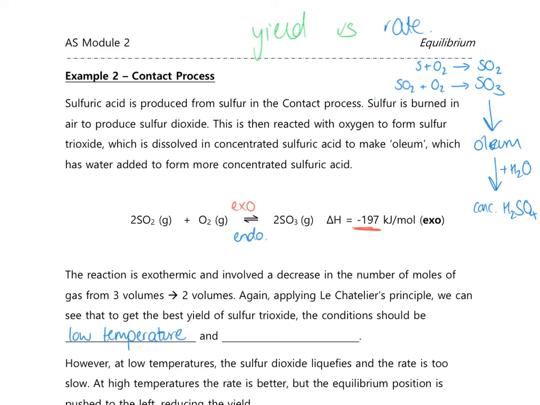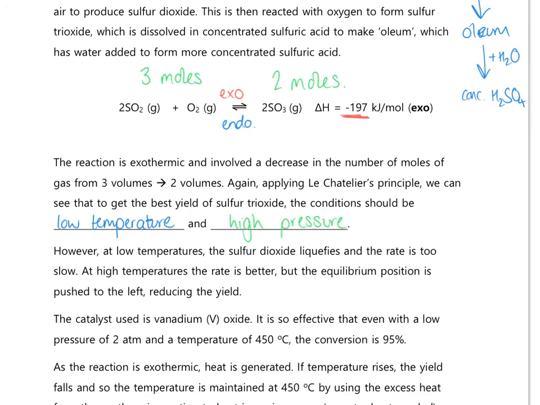And then if we think of the effect of pressure, well, I need to count up my moles on either side of my equation. I've got 3 moles producing 2 moles. So we know that an increase in pressure is going to favour the side with fewer moles. So actually the yield is going to be favoured by a high pressure. So in terms of the equilibrium, our conditions should be low temperature and a high pressure. But particularly with the temperature, we've got the problem that the rate is going to be too slow at low temperatures.